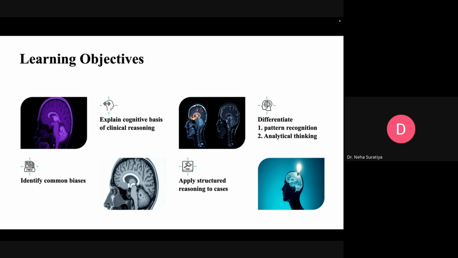You will be able to recognize cognitive bias that leads to mistakes. You will be able to use a structured reasoning approach. And you will be able to communicate clinical decisions very confidently. So I will share some strategies, some directions for you, on the basis of which you can build critical thinking, right?